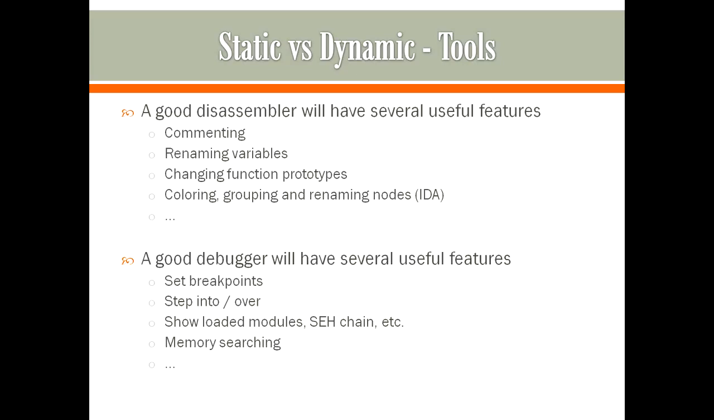When you're conducting static analysis, you'll often utilize several common features of a disassembler, such as commenting, variable renaming, and modifying function prototypes. Within IDA, there are additional features such as coloring, grouping, and renaming nodes that can make static analysis much easier to do. When you're conducting dynamic analysis, you'll often set breakpoints or decide to step into and step over instructions. You may examine what modules have been loaded or analyze the structured exception handler chain. You may even search memory for certain contents.